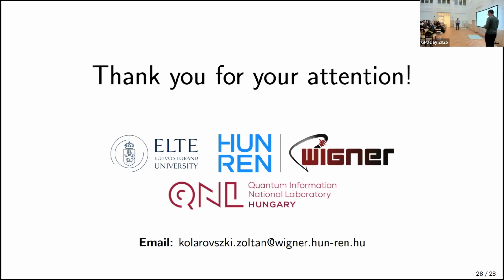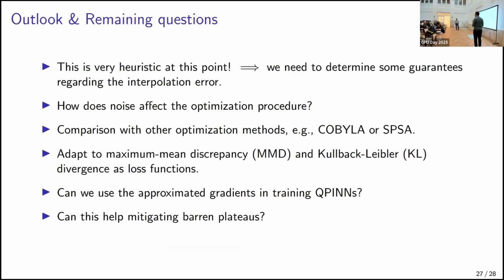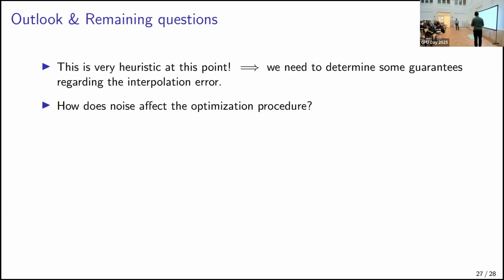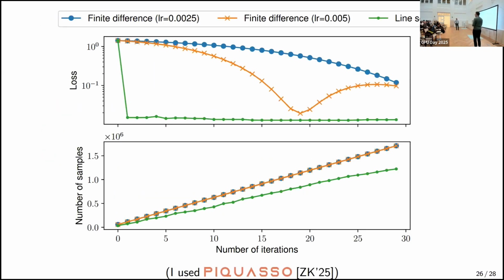On the last plot that you showed, I missed where you show the results with the performance. Yeah, here. So the number of samples, why does it increase with the number of iterations? Oh, this is the number of total samples taken so far. Every iteration you repeat it. Basically, this is constant for the finite difference method, but in the line search method, it's different. It depends on the particular gate.